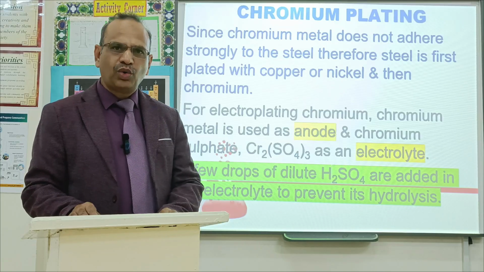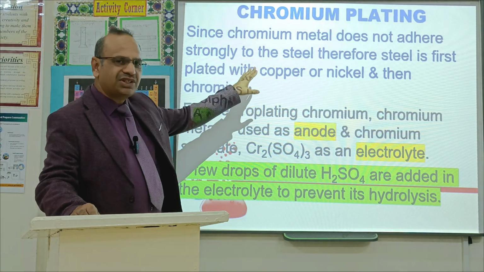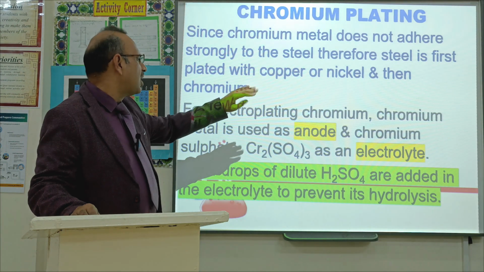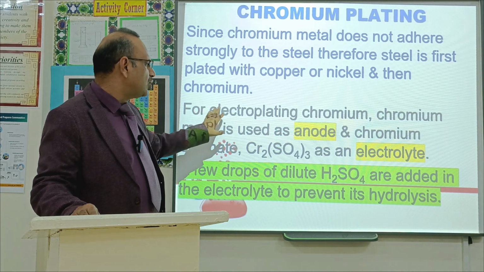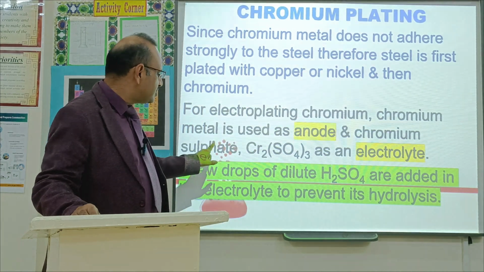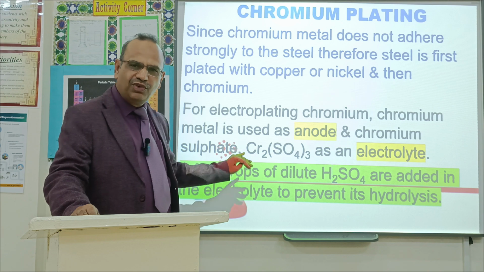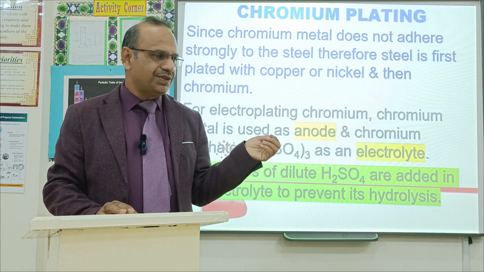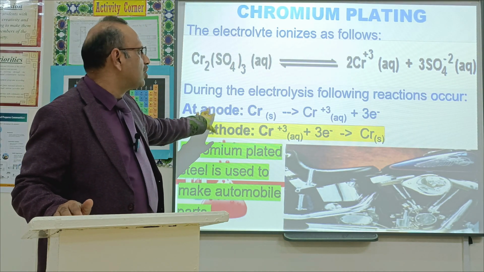Next, chromium plating. Chromium metal does not adhere strongly to steel. Therefore, the steel is first plated with copper or nickel, then chromium is plated. For electroplating chromium, chromium metal is used as the anode and chromium sulfate is used as the electrolyte. A few drops of sulfuric acid are also added to the electrolyte to prevent hydrolysis. Look at the reactions taking place during chromium plating.